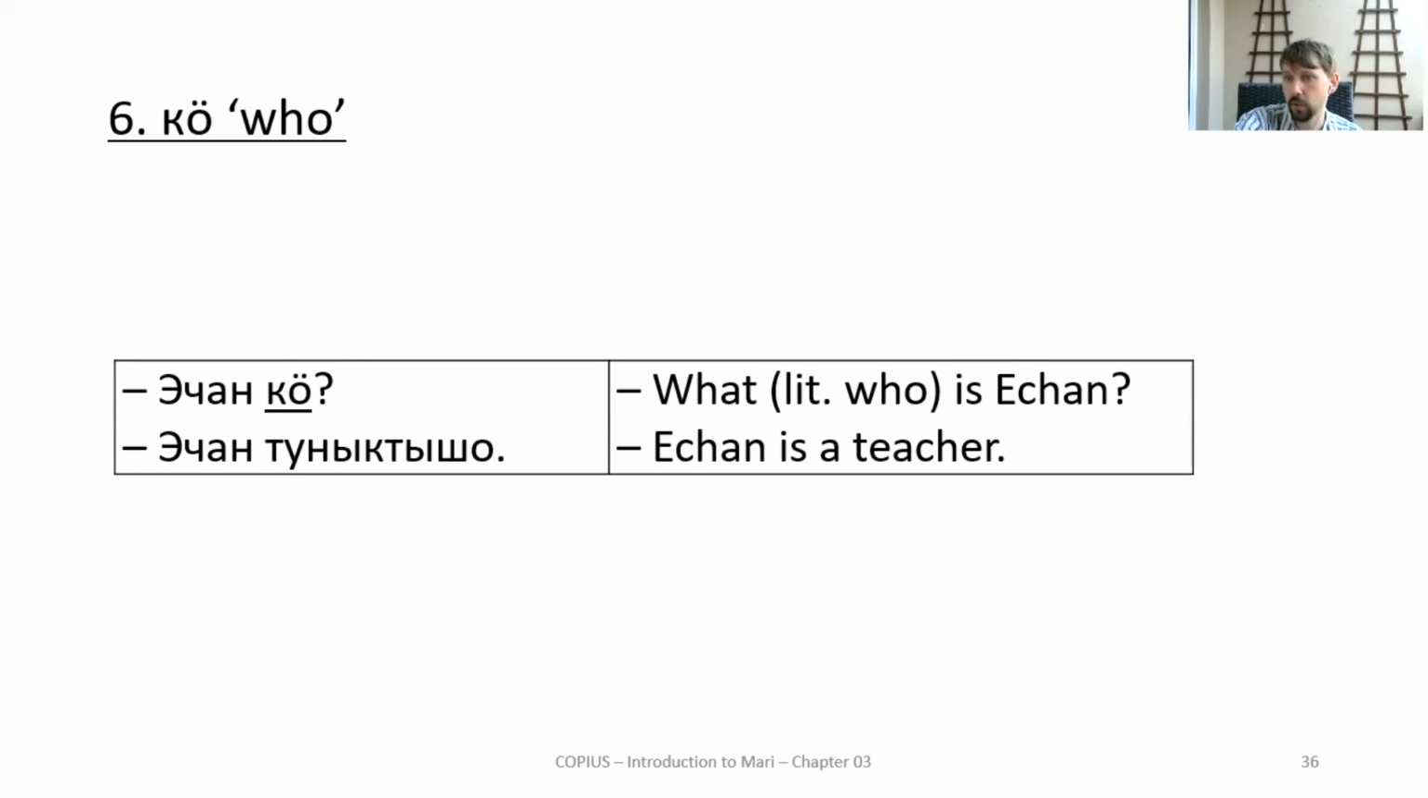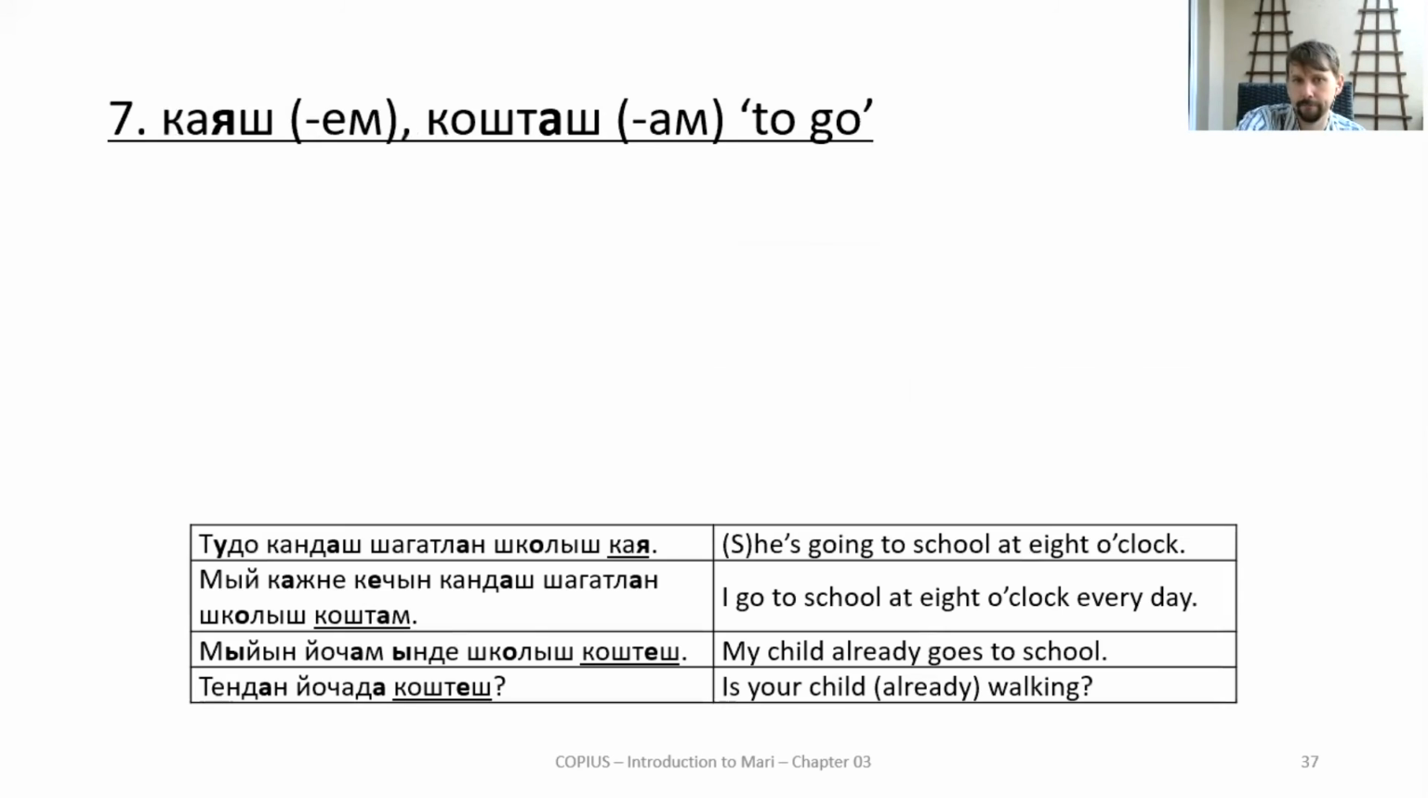We look again at kem, who, which is used in Mari not only to ask who somebody is by name, but also what somebody does. So if I already know that Ichan is a person with the name Ichan, and I ask Ichan kem, who's Ichan, what I'm actually asking is, what is he by profession?